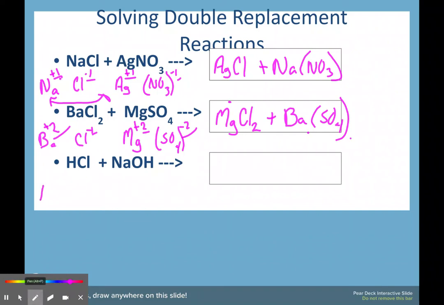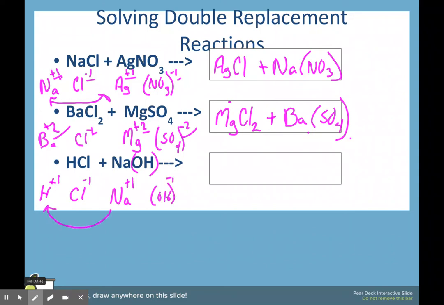H is +1. Cl is -1. NaOH, OH is hydroxide. So Na is +1, hydroxide is -1. So Na and hydrogen will swap places. So we'll have Na with Cl. And remember, always put your positive one first when you're writing these. And so Na and Cl were both 1s, 1-to-1, so we don't have to worry about crisscross.